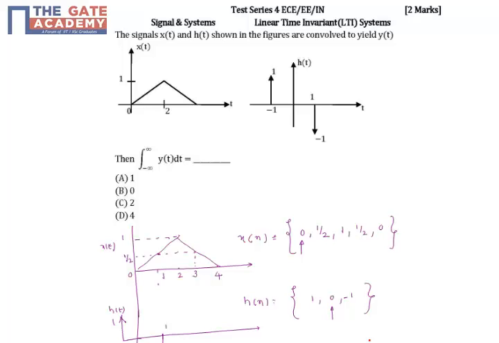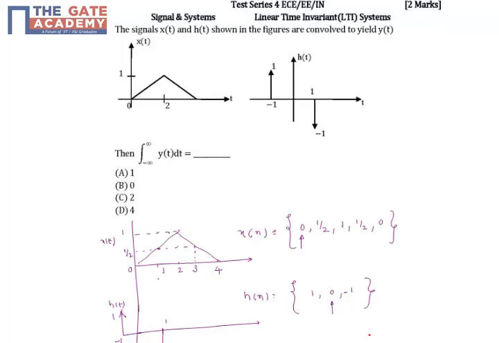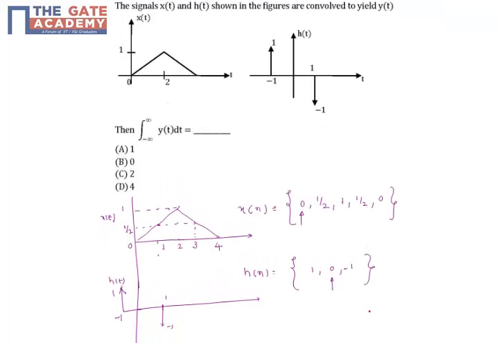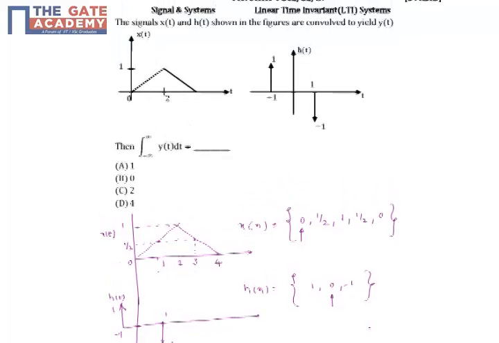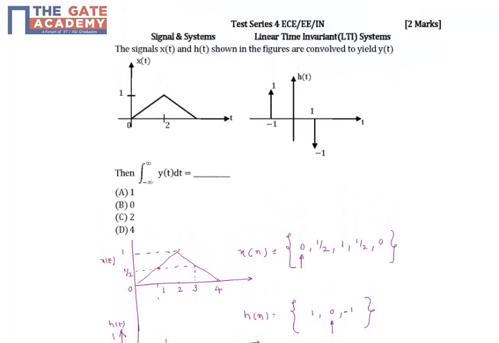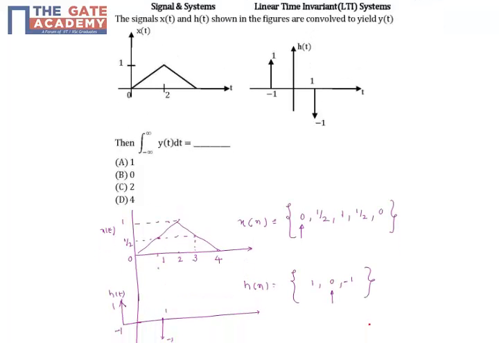So in the given problem, he has given two continuous signals and is asking for the convolution of those two signals. First, write these two signals in discrete form, because if you see the signal h of t graphically, it looks like a discrete signal. So first I'll write x of t here and I'll write h of t here.